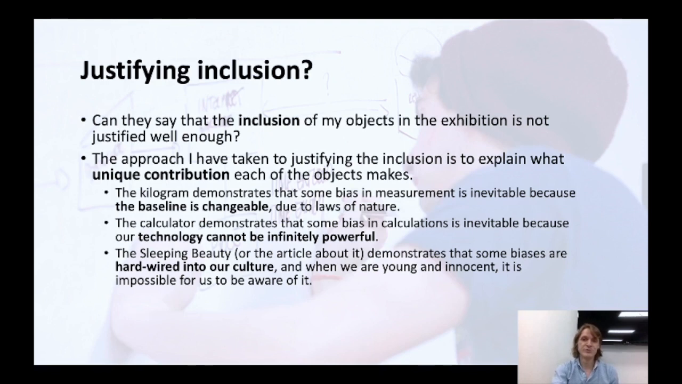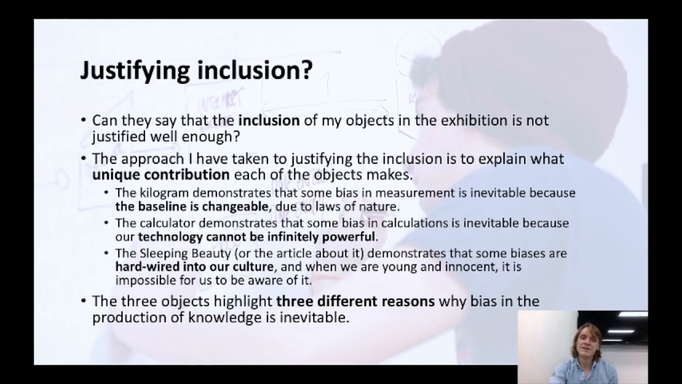And my Sleeping Beauty example demonstrates that some biases are inevitable because they're hardwired into our culture, and when we internalize them, we're too young and innocent to become aware of this and to resist this process. So the three objects highlight three different reasons why bias in the production of knowledge is inevitable. And that, for me, is a justification for the inclusion of the objects in the exhibition.